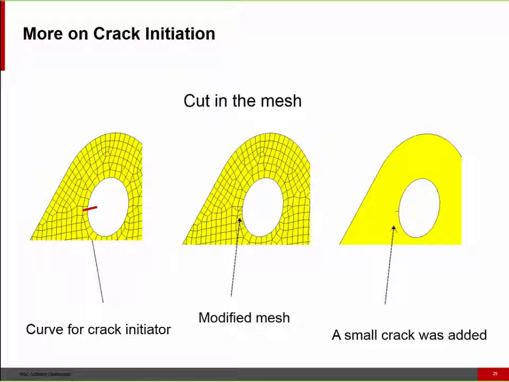For the first option, cut in the mesh, as you can see from the left figure, a curve is used to cut the mesh. After the cutting, as you can see from the middle figure, some new local elements will be created, and a new crack is added to the mesh, as you can see from the figure on the right-hand side.